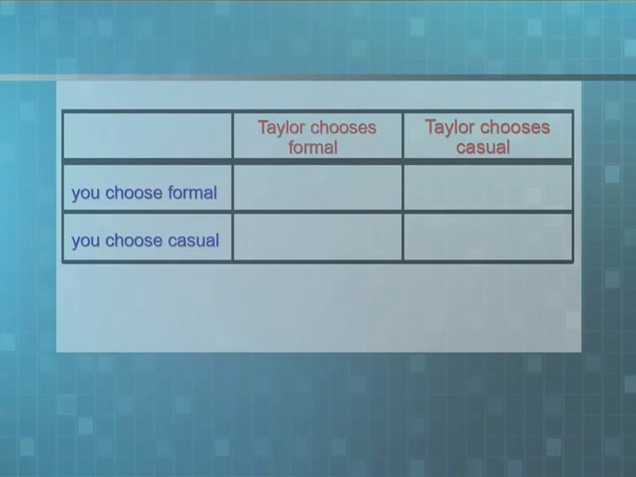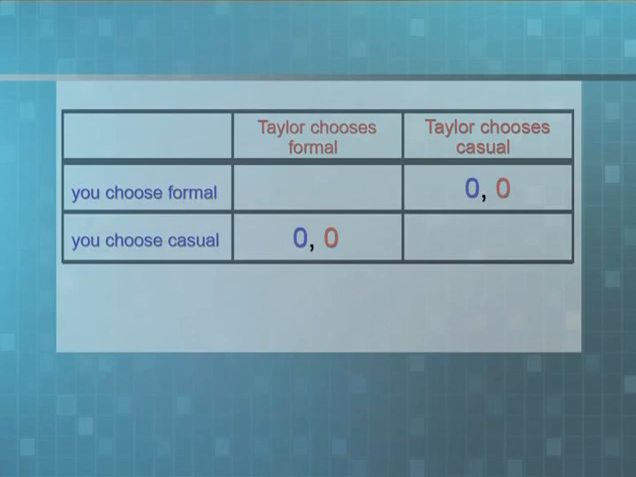Your least favorite outcome is when one of you dresses casually and the other dresses formally. So let's give these cells a 0 payoff. For that matter, these combinations also give Taylor a 0 payoff. We'll put those in. I've color-coded the payoffs so that the colors match the colors of the players. If you don't have colors available, just remember that the first payoff always goes with the row player and the second payoff with the column player.